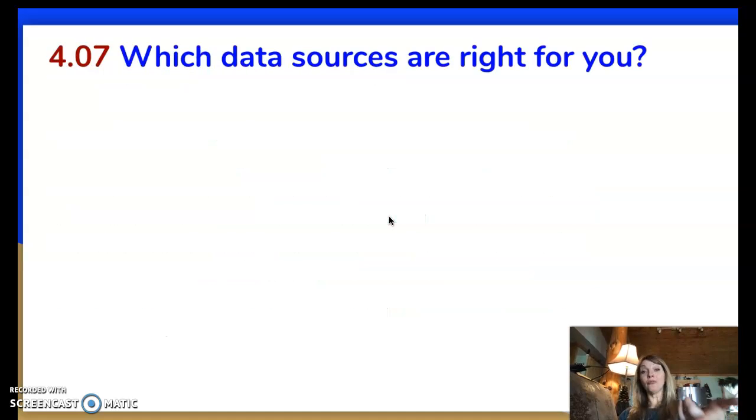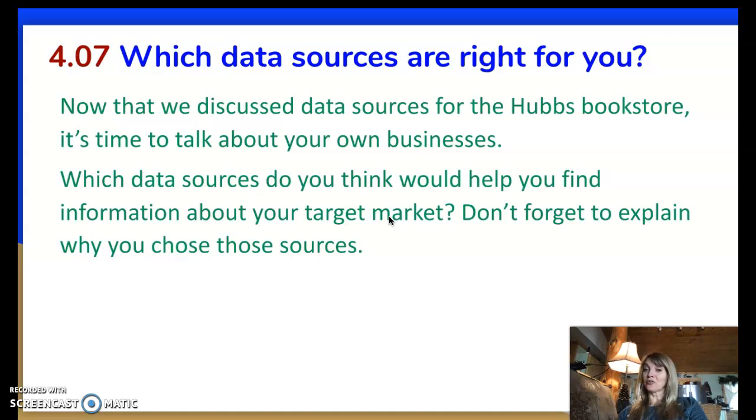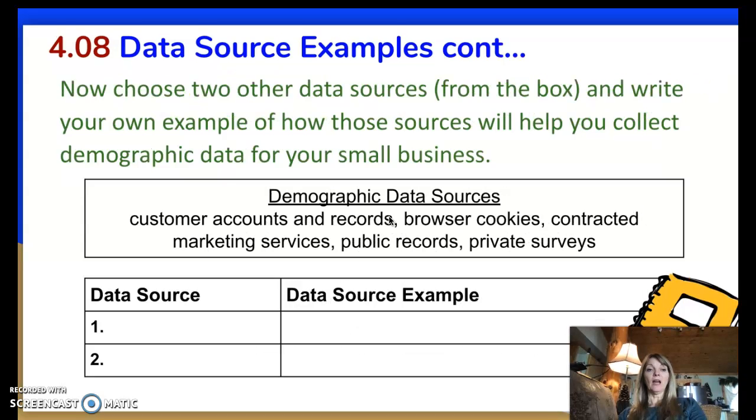The job for you was to choose then what data sources would be right for you, and that's in 4.07. Okay, so what would those data sources be, and what information would they give your business? And then we had an example for 4.08 about using a data source, browser cookies. And 4.08, you need to choose two different data sources and explain how they will be useful for you.